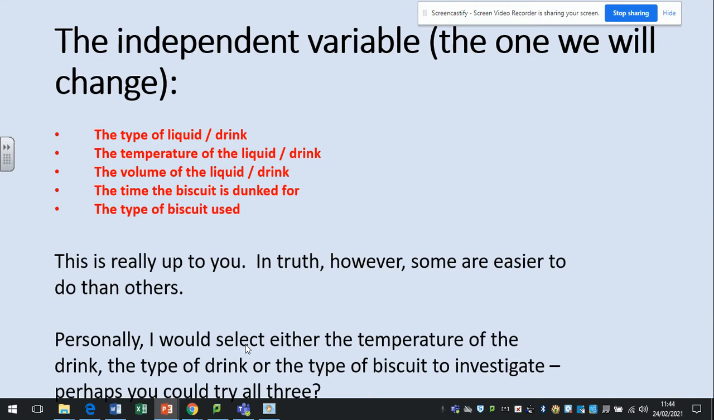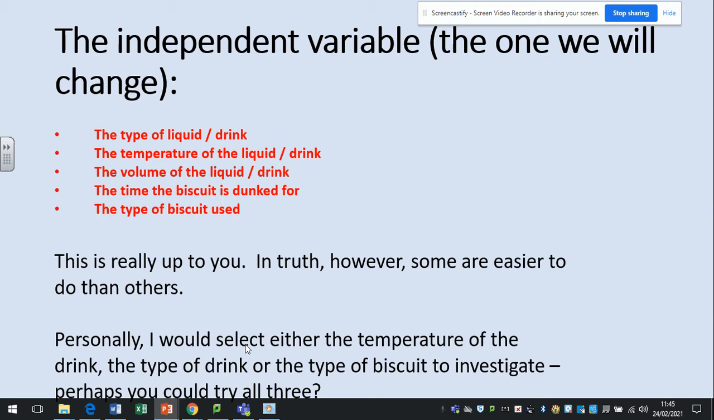So the independent variable, we need to think about, okay, which one of these things that we can change are we going to change? Which one are we going to focus on, okay? So we need to choose one of those. Now, which one of those that you choose is entirely up to you. So for me, I'm going to choose the type of biscuit being used because it's the easiest one to change, okay? Some of them are a bit more difficult to change. But in truth, you can investigate any of these and you're welcome to do so. I just personally am going to choose the type of biscuit.